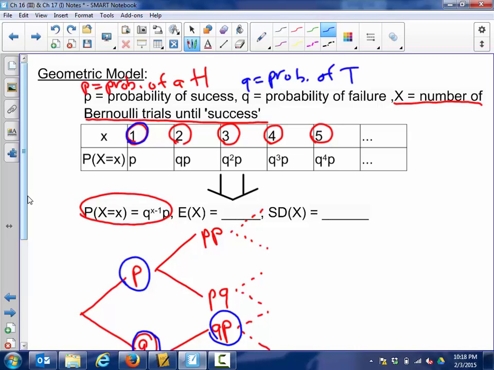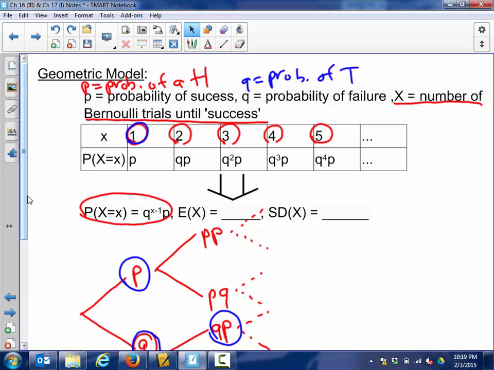For X to be the number of Bernoulli trials that you need before you see your first success, you're going to have Q to that number minus 1. In this case, this is Q to the 1 minus 1, or 0, failures preceding it. We have Q to the 2 minus 1 failures preceding our first success. We've got Q to the 3 minus 1, or 2, failures preceding our first success. And then 4 minus 1 is 3. So there's the meaning behind your geometric model here.